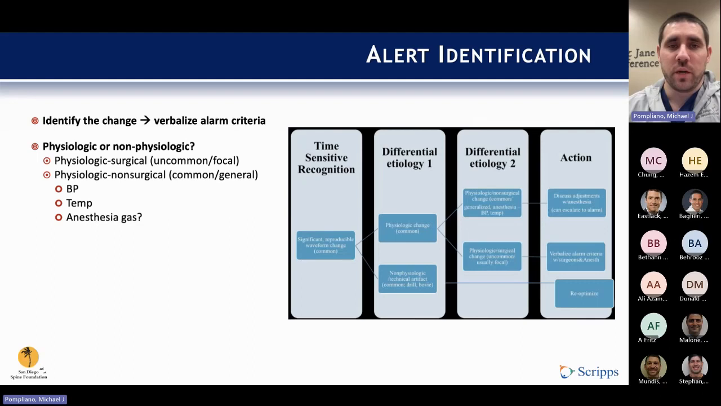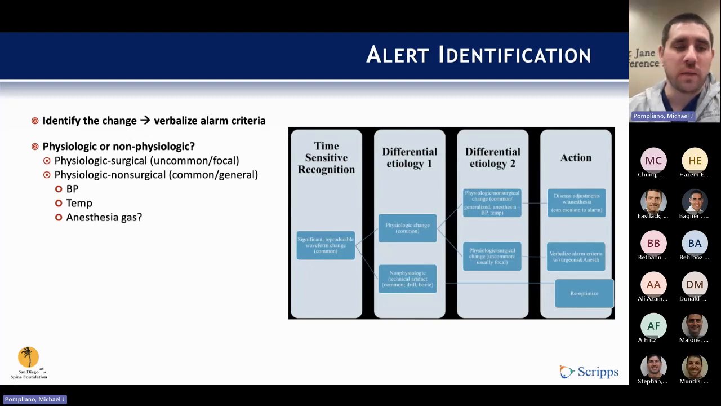So when you do get an alert, how do you handle it? The first thing is alert identification. You have to identify the change and verbalize the criteria. A lot of this comes back to communication between the surgeon, the anesthesiologist, and the neuromonitoring technician. Once you have an alert verbalized, it changes the dynamics a little bit.